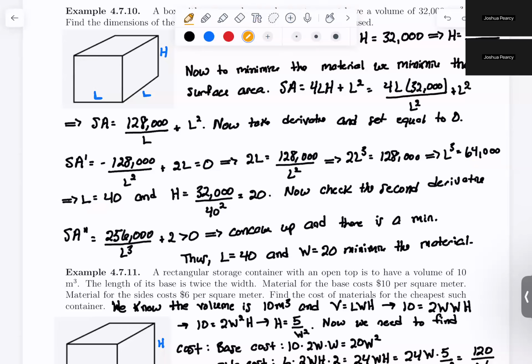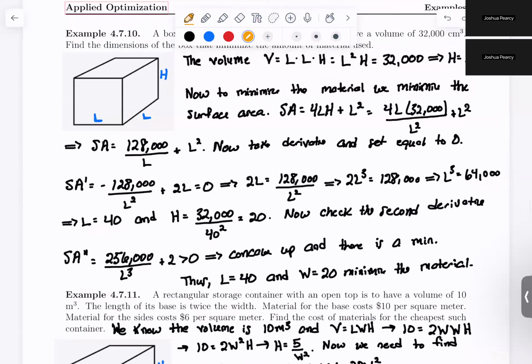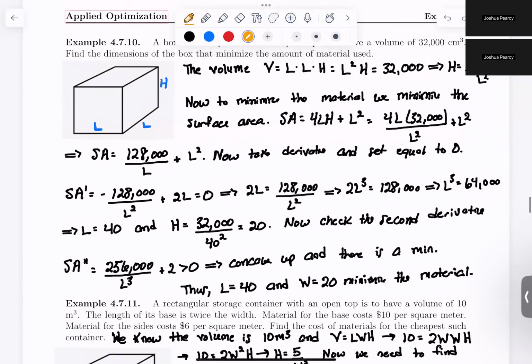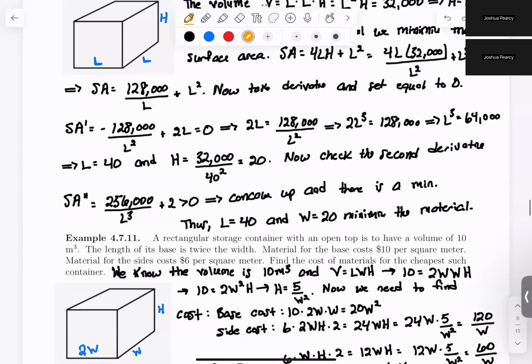Now that I know what L is, I can go back up here and find out what H is. I just plug L into that expression, and I have that H is equal to 32,000 over 40 squared. So this is 32,000 over 1,600, which is just 20. So L is 40 and H is 20. Now I need to check the derivative.